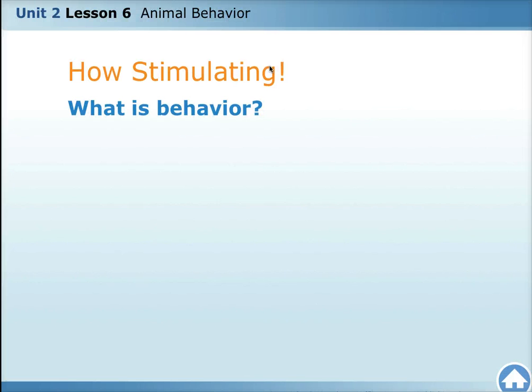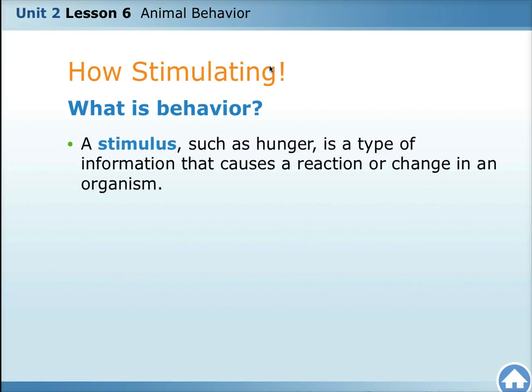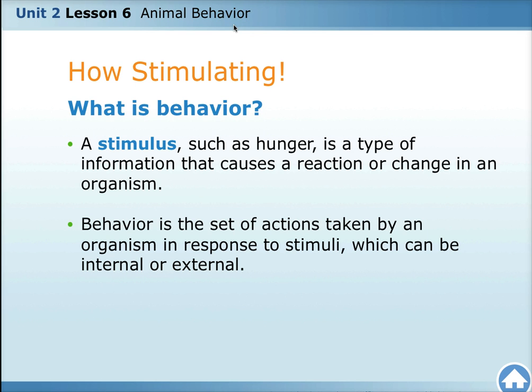So what is behavior? Let's look on page 152 in your text. A stimulus, such as hunger, is a type of information that causes a reaction or a change in an organism. Behavior is a set of actions that are taken by the organism in response to stimuli. The stimuli can be internal or external.